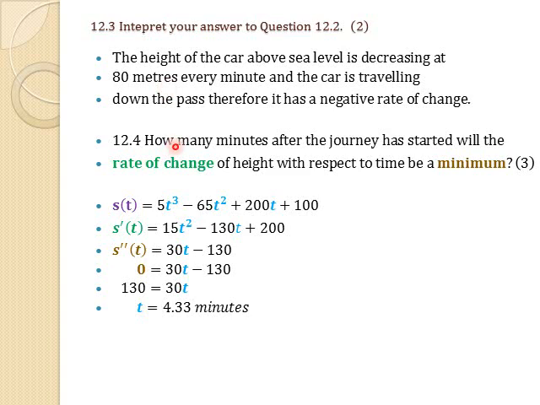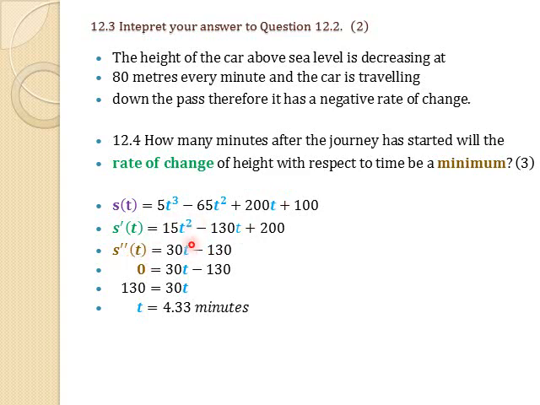How many minutes after the journey has started will the rate of change, the first derivative, of height with respect to time be a minimum? A minimum of the rate of change means the second derivative equals 0. So the first derivative: 3 times 5, 15t squared; 2 times negative 65, negative 130; 1 times 200, 200. Second derivative: 2 times 15 gives me 30.